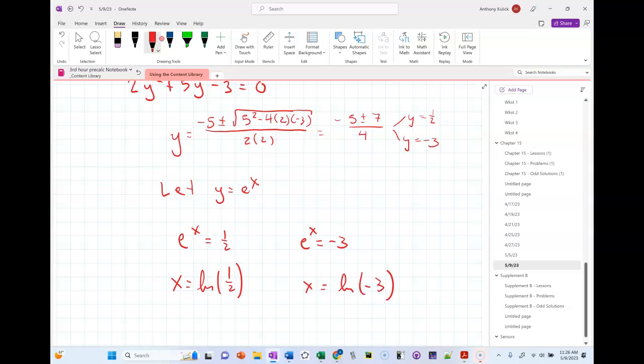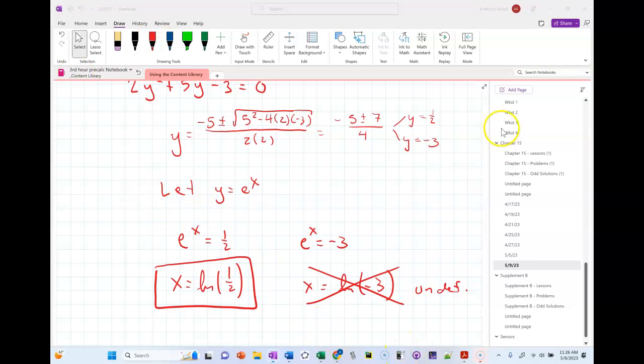Now, the natural log of 1/2 is just some decimal. That's fine. But I can't do the log of a negative number. So that part is undefined. So this should be my only answer here. And because I'm solving an exponential equation, not a logarithmic one, any answer I get is going to be okay. I don't have to worry about extraneous solutions if what I'm solving is an exponential equation. That's what I started with, right? So that should be good.